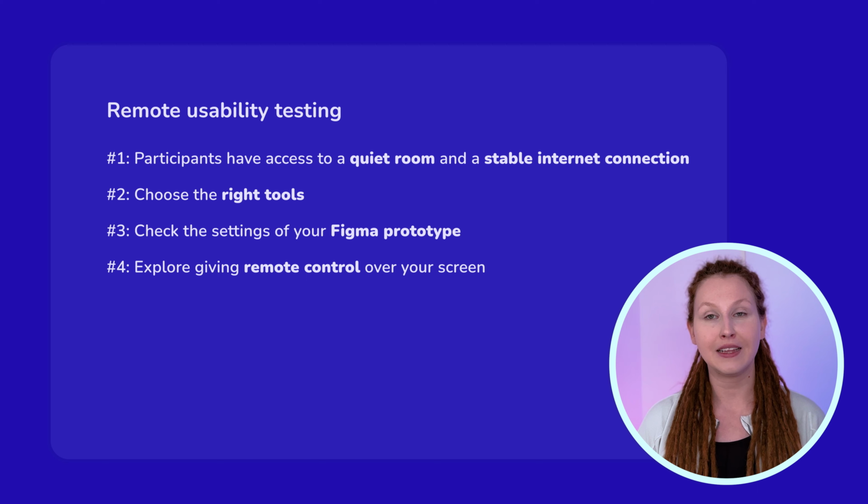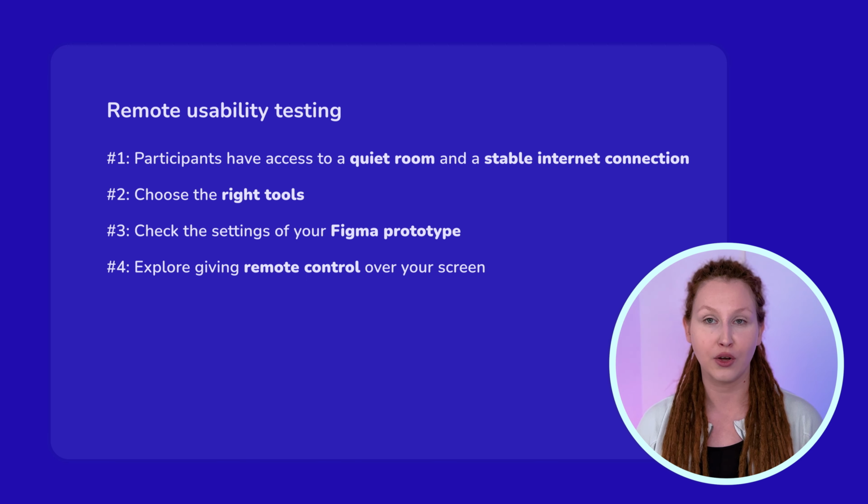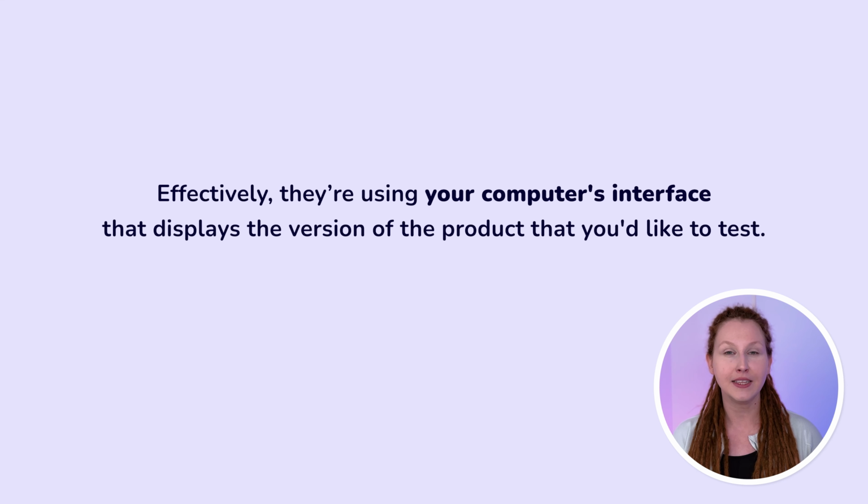4. Explore giving remote control over your screen. If you would like to test the live product or use your staging environment, it may be really difficult or impossible for testers to log in. For example, during a Zoom call, you can give testers control over your screen. They can perform all the actions they need, move the cursor, click, type, etc. Effectively, they're using your computer's interface that displays the version of the product that you would like to test.